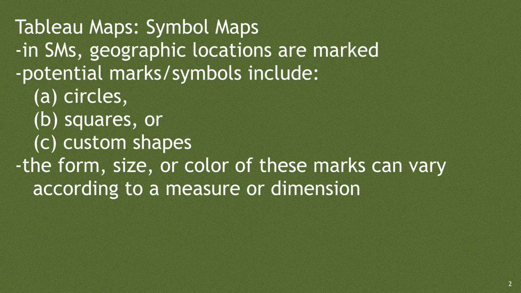Just a little bit of an overview. In symbol maps, geographical locations are marked. So the symbols help to mark these locations. There's a variety of different potential marks and symbols that you could use. These include circles, squares, or custom shapes if you're able to create those in third-party software and import them. The form, size, or color of these marks can vary according to a measure or dimension. So you can not only have these different symbols and marks, but you can also change them, again, form, size, and color, to make them different.